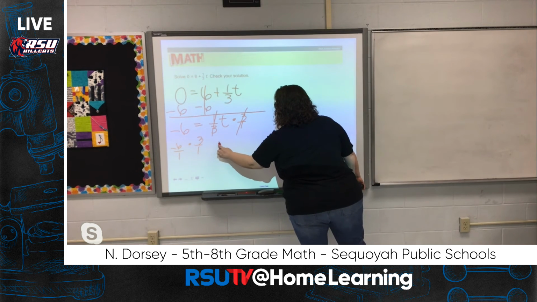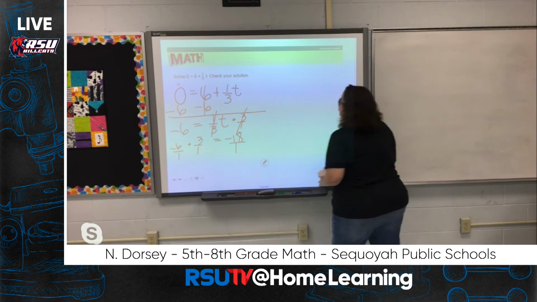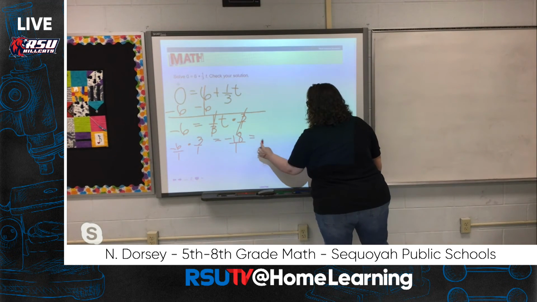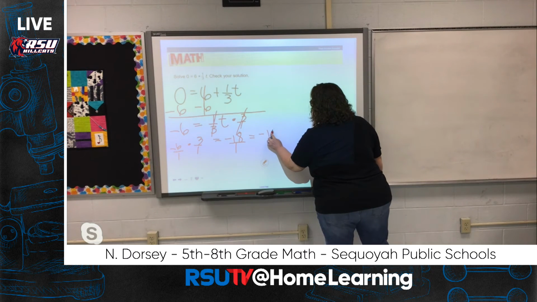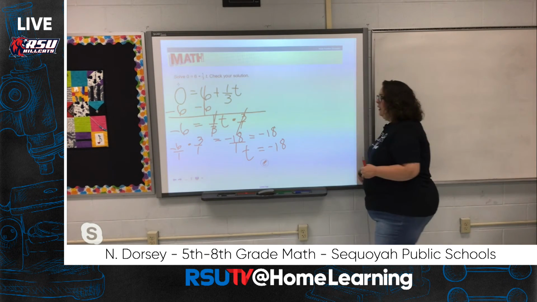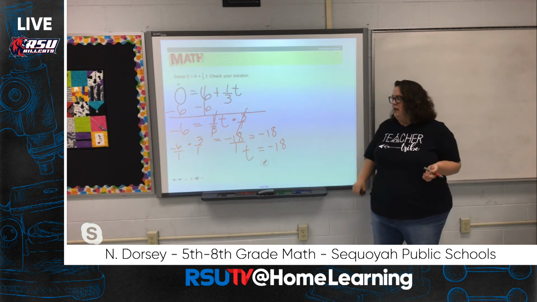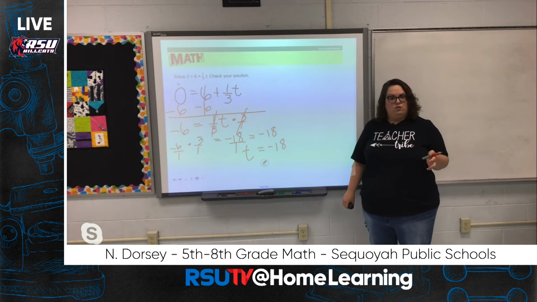-6 times 3 is -18. 1 times 1 is 1, and of course that simplifies to -18. And if we rewrite it with a variable in front, t equals -18. Now I can hear some of you at home going, well, I don't have to have that 1 under the 6, and I don't have to have that 1 under the 3.